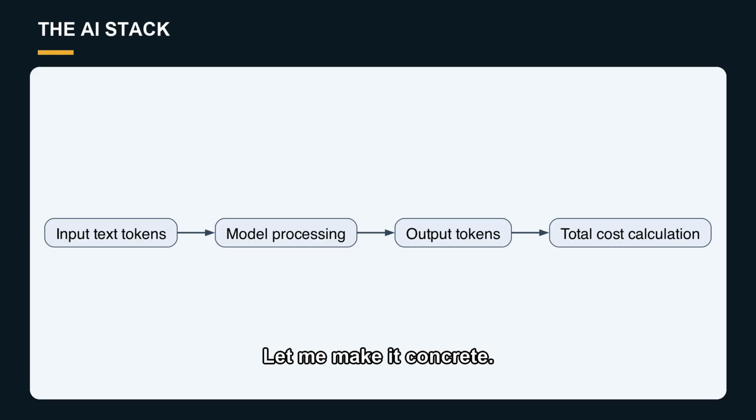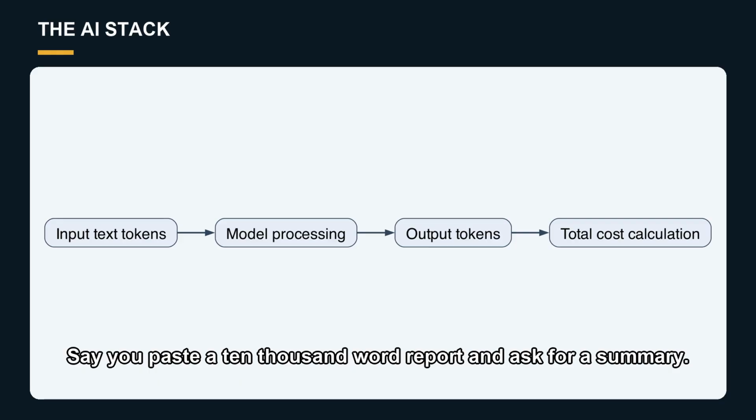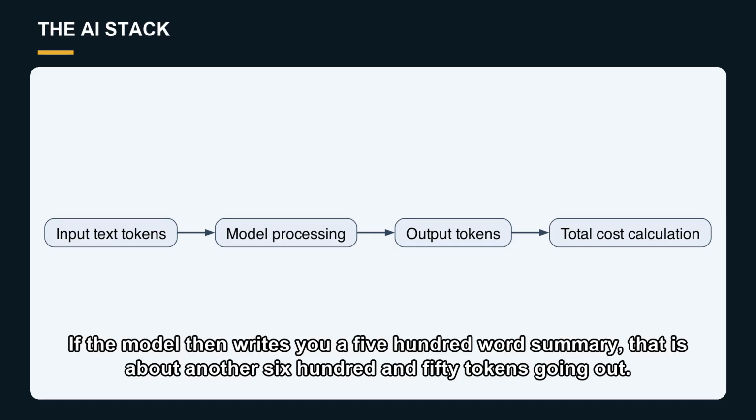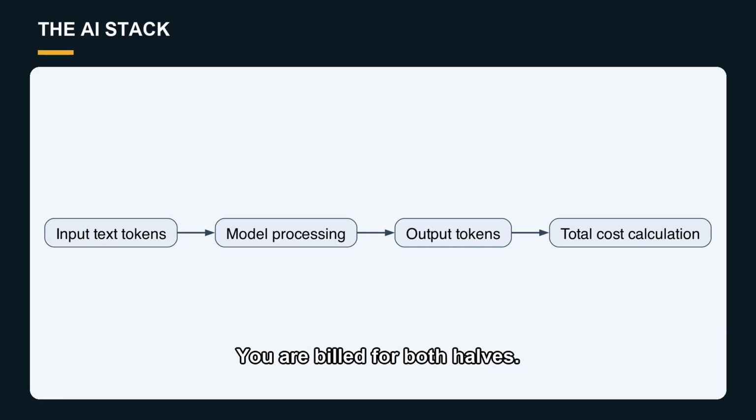Let me make it concrete. Say you paste a 10,000-word report and ask for a summary. That input alone is roughly 13,000 tokens. If the model then writes you a 500-word summary, that is about another 650 tokens going out. You are billed for both halves.